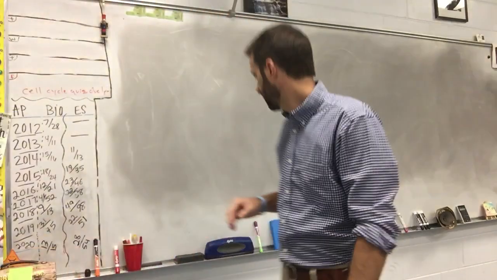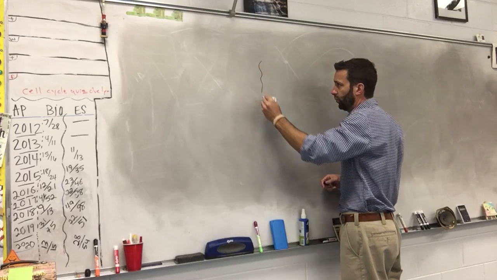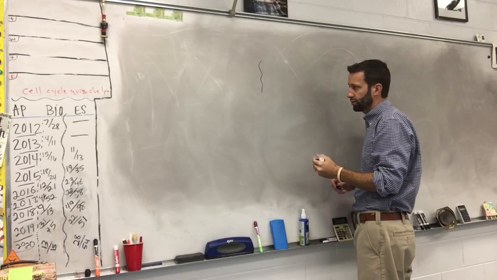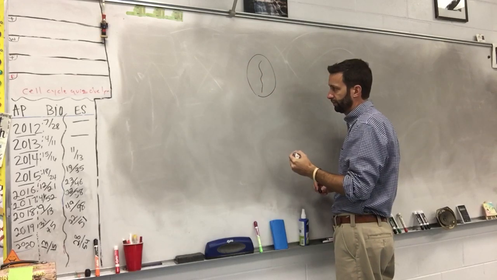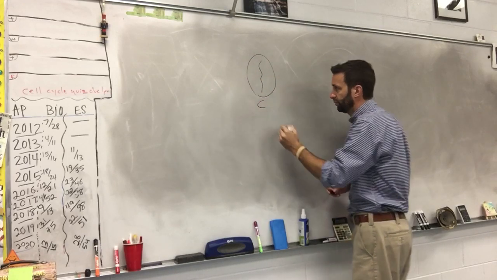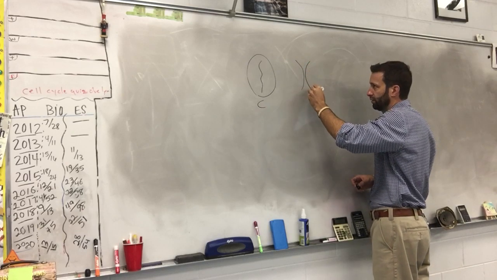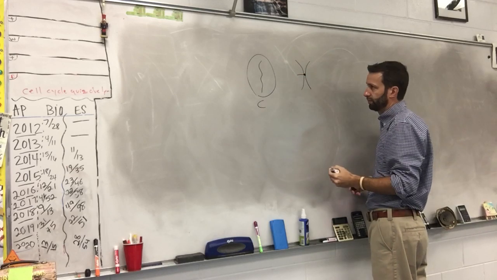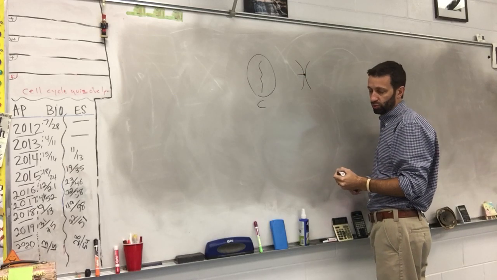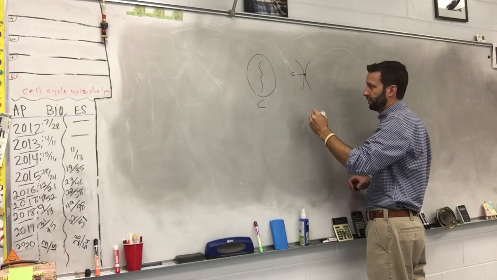Okay, so I would sketch this out if you didn't already. You've got one linear strand of DNA. What do we call that? Chromosome. You make a copy of it, and you hook it together in the middle. What's the part in the middle called? We just went over it. Centromere. Okay, so it's hooked together right there.